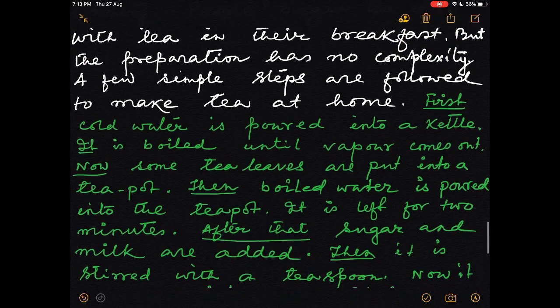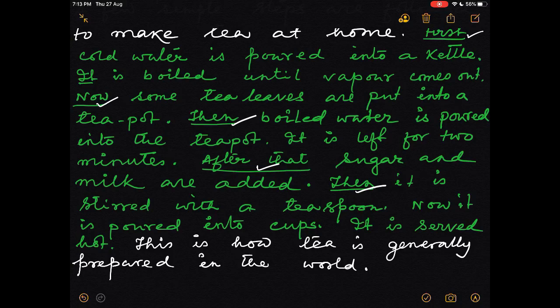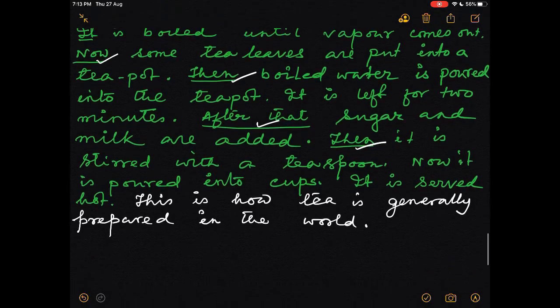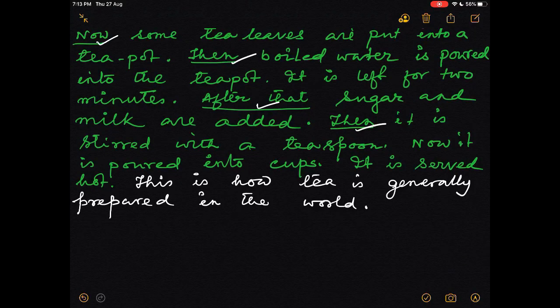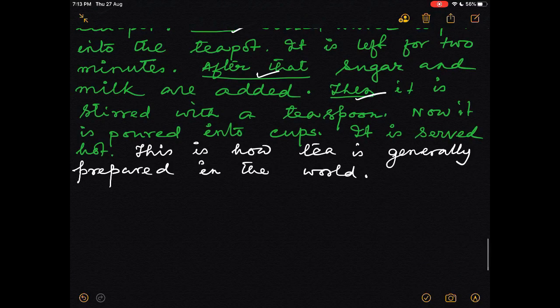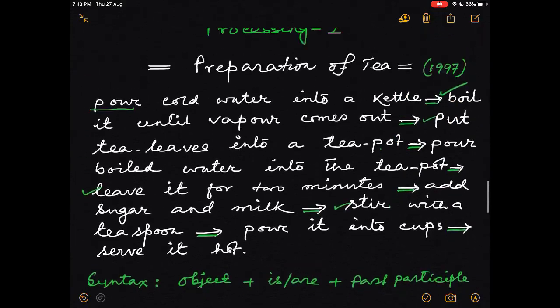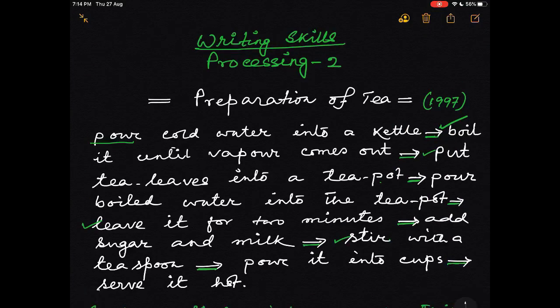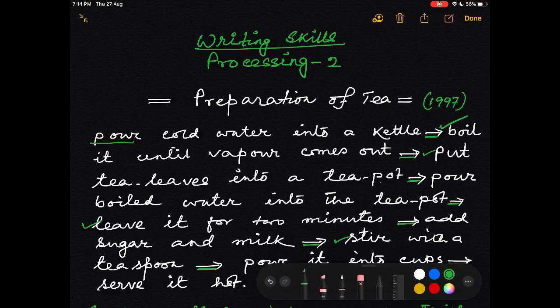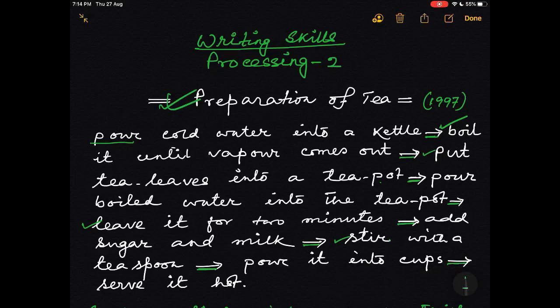Okay, and these underlined words, these are the connectives, and use them when it is necessary and the way you can. Okay. Now, a few important points you must remember in this context, that you must add one title like this. Okay, you must add one title like this, preparation of tea.